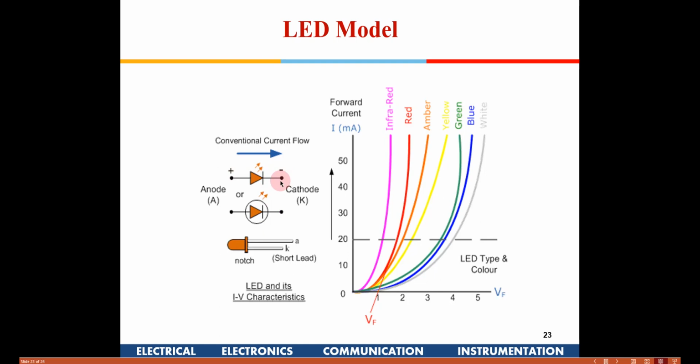It is not 0.7 volt, remember that. For it to switch on and glow brightly, it requires around 20 milliamperes of current. So this is about LEDs.